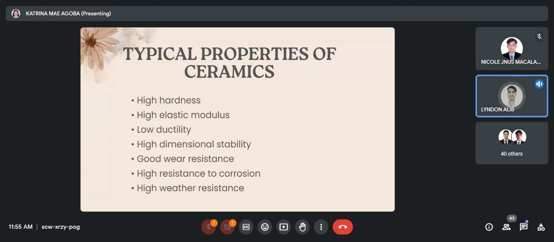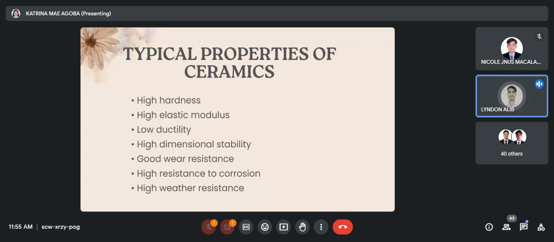Panglimang property ng ceramics ay meron din siyang good wear resistance. Ano ba ang wear resistance? Ang wear resistance ay ito yung material's ability to resist material loss by some mechanical action. Ang ceramics kasi ay suited talaga siya na ma-resist ang ganong mechanism dahil nga gaya ng sabi ko kanina, yung chemical bonds na nagho-hold sa ceramics ay extremely hard tsaka strong.